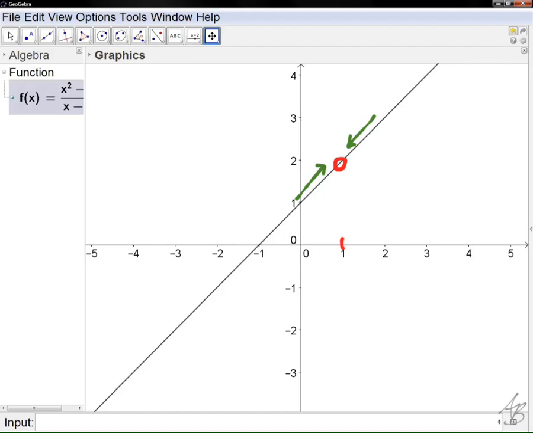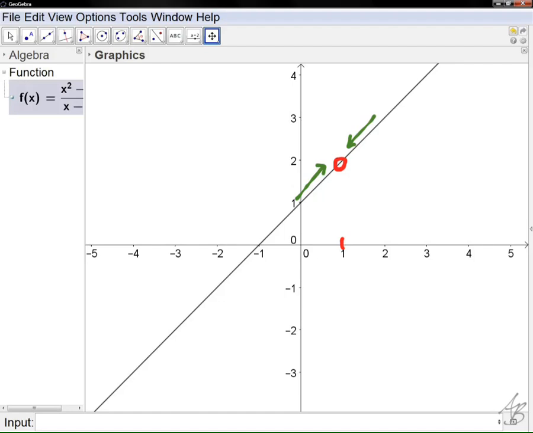Okay, try this. Type in 1.00001. That's pretty close to 1, right? I don't know how many zeros I said. 3. Okay. What's it say now? 2.0001. Okay. What do you think is going to happen if we put in numbers even closer to 1, like 1.000000001? It's going to get closer and closer, right?